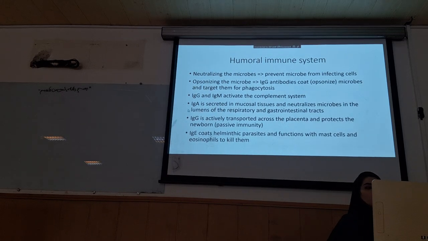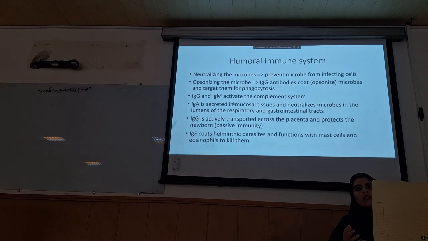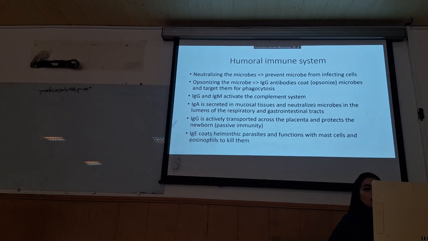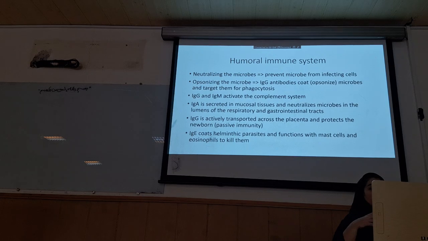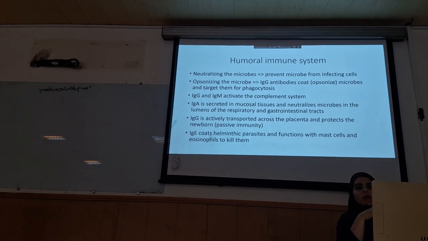IgA secreted in mucosal tissue is a very important antibody in the mucosal tissue, and neutralizes microbes in the respiratory or gastrointestinal mucosa. It's very important. IgG actively transports across the placenta and protects the newborn. We call this passive immunity. So what is passive immunity? The IgG transferred by the placenta to a baby.